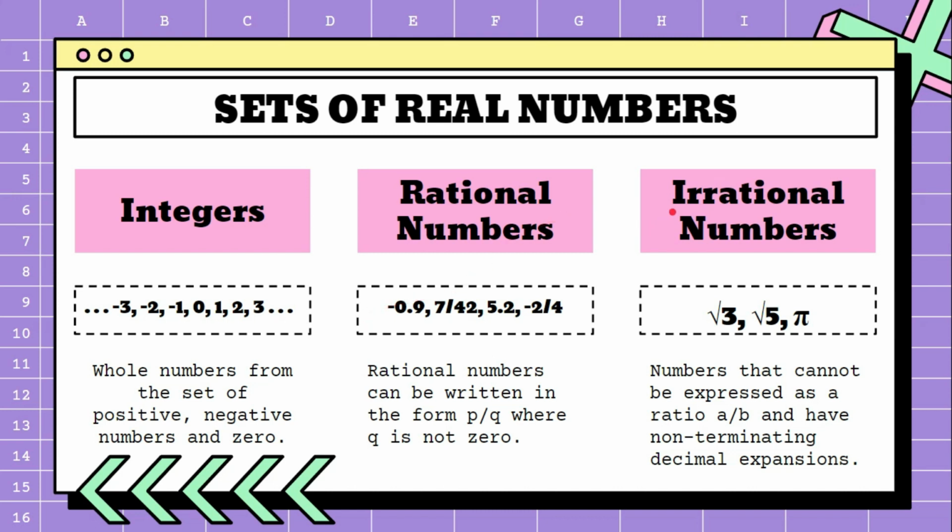Irrational numbers cannot be written in the form p over q. They include non-terminating decimals and numbers that do not have an exact square root, such as the square root of 3, which is not exact, the square root of 5, or pi. All of these are numbers that are not terminating. They are not exact.